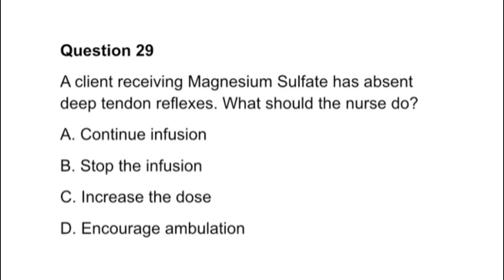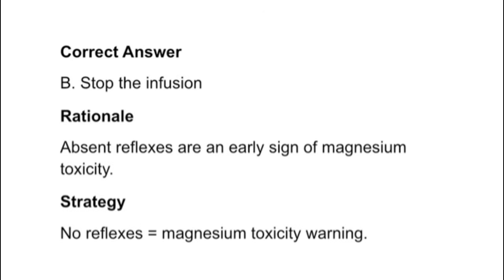Question 29. A client receiving magnesium sulfate has absent deep tendon reflexes. What should the nurse do? A. Continue infusion. B. Stop the infusion. C. Increase the dose. D. Encourage ambulation. Correct answer. B. Stop the infusion. Rationale. Absent reflexes are an early sign of magnesium toxicity. Strategy. No reflexes equals magnesium toxicity warning.